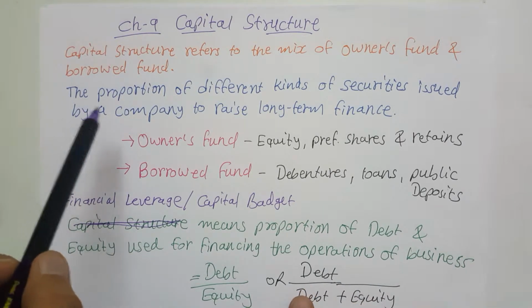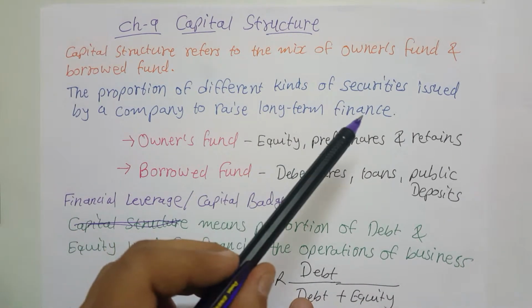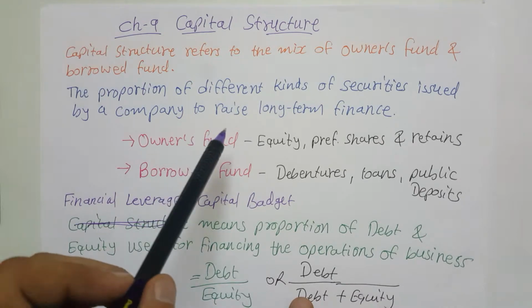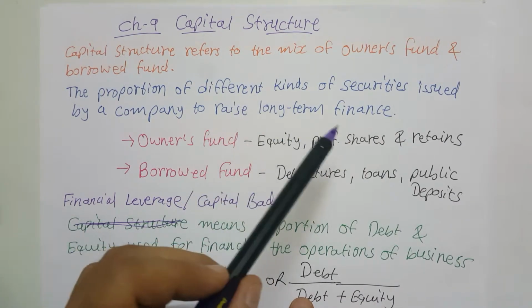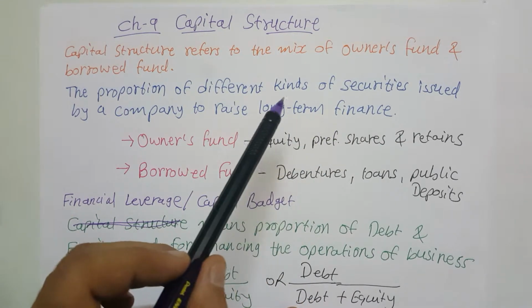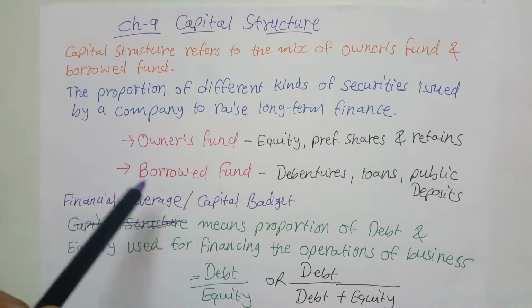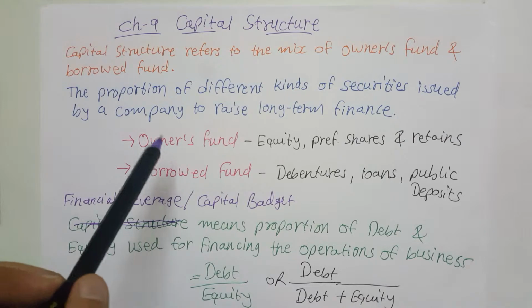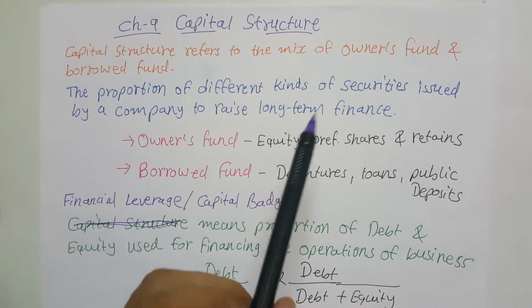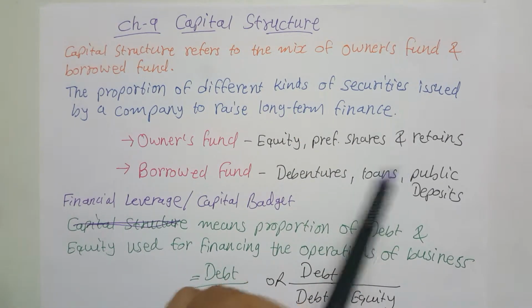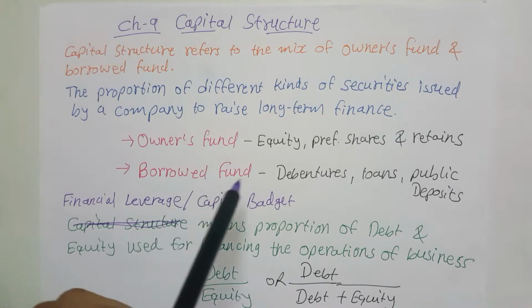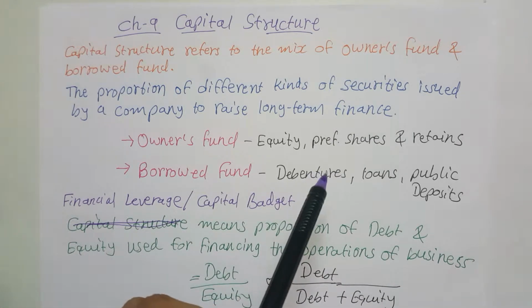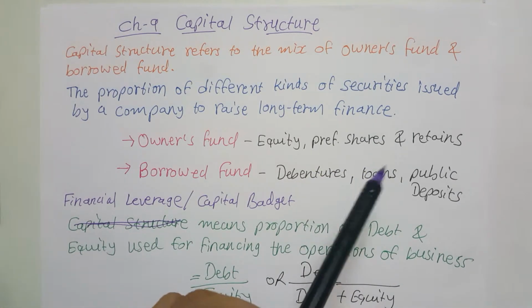Capital structure is a proportion of different kinds of securities issued by the company to raise long term finance. Whenever we are going for long term finance, two options are there: owners' fund and borrowed fund. When you go for owners' fund, you have the choice of equity share, preference share and retained earnings. But when you go for borrowed fund, we have a choice of debentures, loan and public deposit.